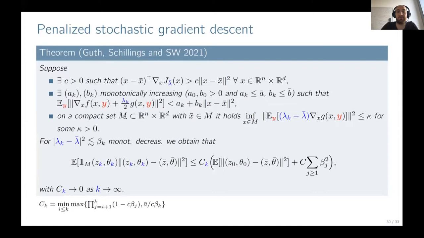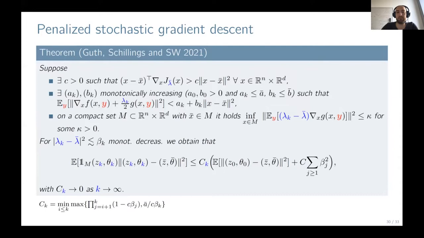And now if we increase the penalty parameter with a certain rate represented through our step sizes, we can prove that indeed we converge to the solution of this penalized objective function in the end. And here this sequence of constants C_k is converging to zero in the number of iterations approaching infinity.